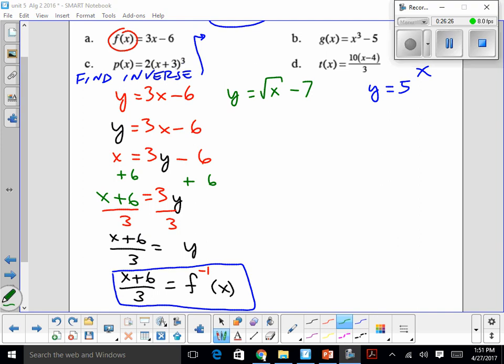So the y and the x have to switch. Who gets to be black? Let's see the y. Here comes the x. Here comes the radical sign. The 7.